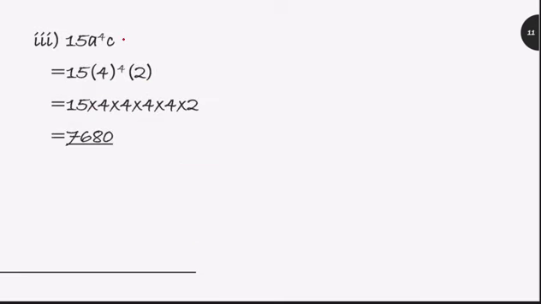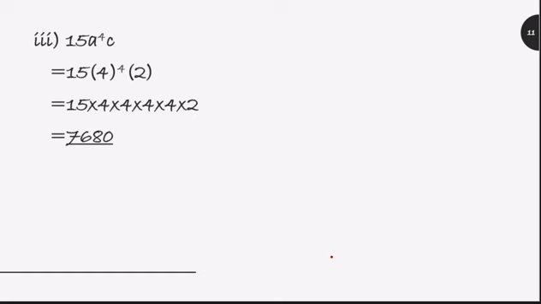So let's go to part C. 15 a to the power 4 c. 15 4, because a is 4. 4 to the power 4 multiplied by 4. Calculators not allowed in the exam as junior secondary grade 9 students.